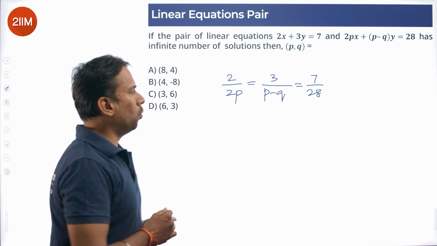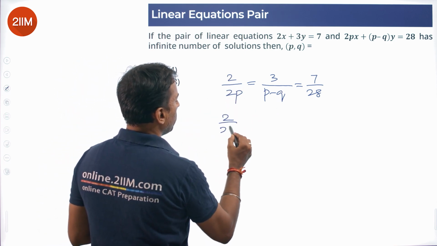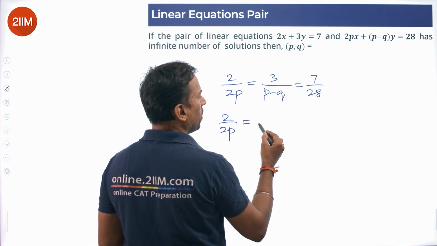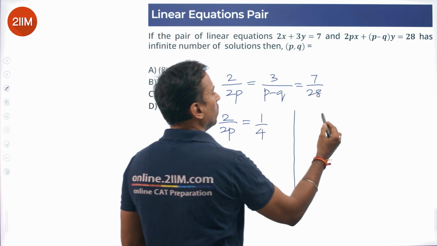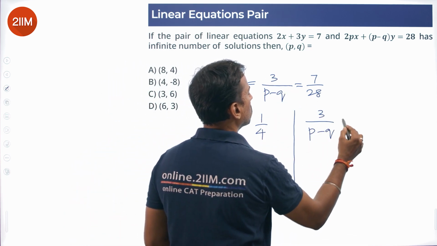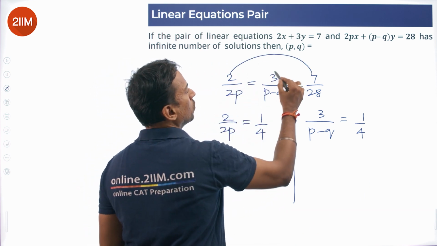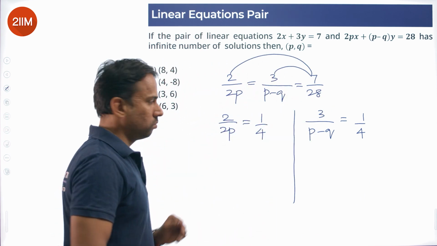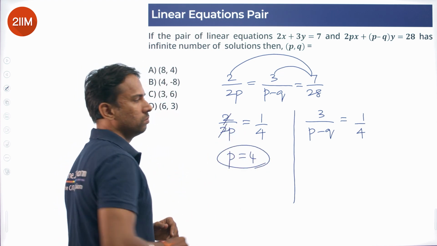So now we can separate them into two different equations. We'll take 2 by 2p is equal to 7 by 28, which becomes 1 by 4. And individually 3 by (p - q) is again equal to 1 by 4. So I'm individually equating this with this, and this with this. From here I will get p is equal to 4, simple.